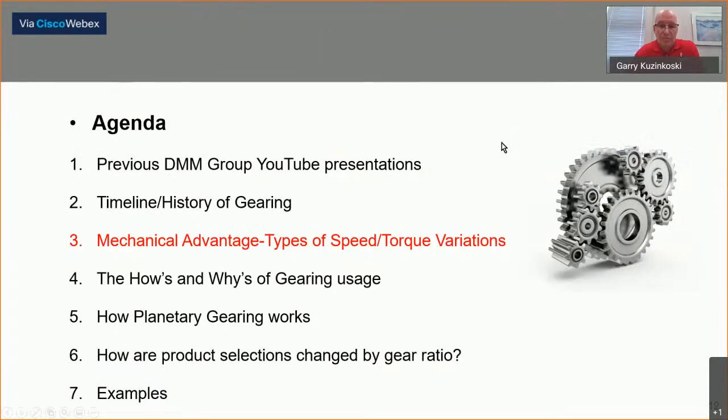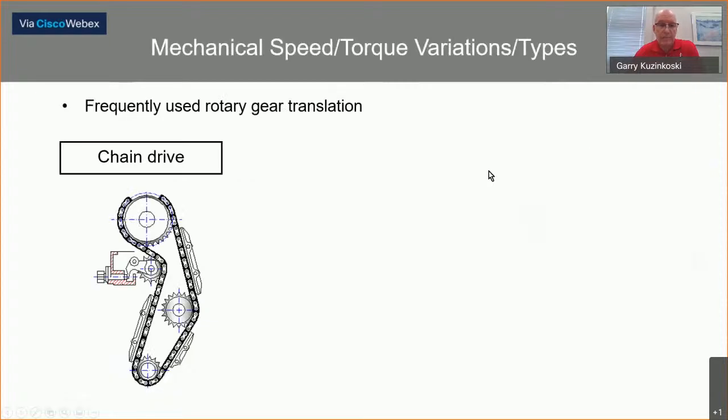Moving along with mechanical advantage, what exactly is this? There are certain types of it, which I'll go through to give you an idea of why you might use one versus another, and what benefits each of them has. So the first one up is a chain drive. Rachel and I were talking just ahead of the presentation about biking, and this would be what I'm referring to there.